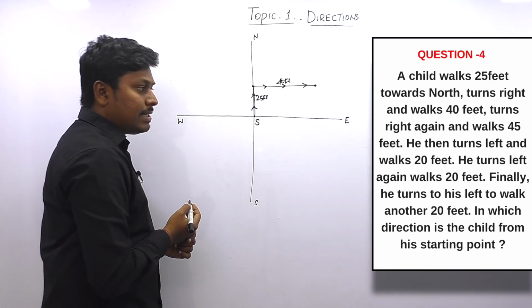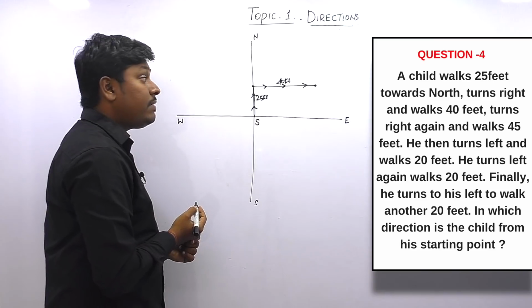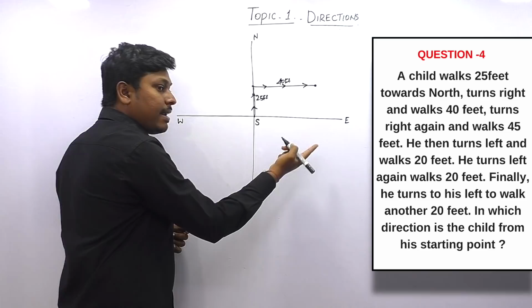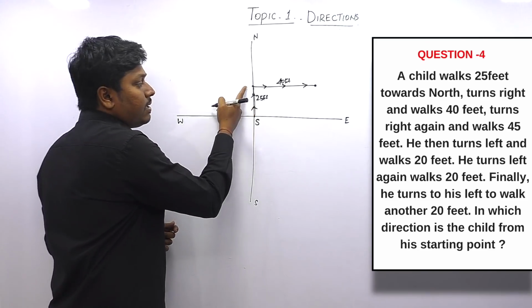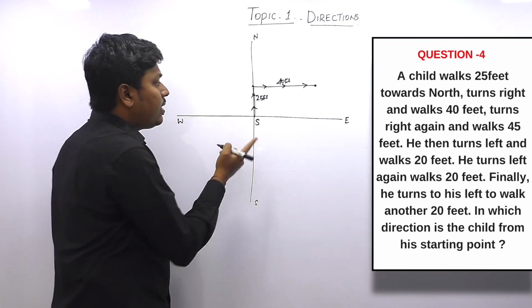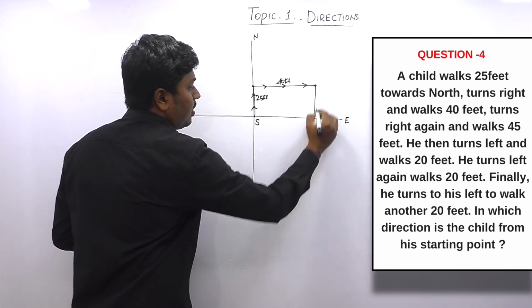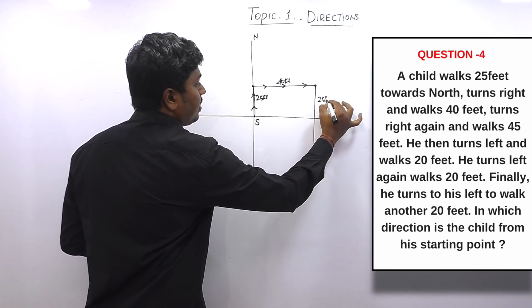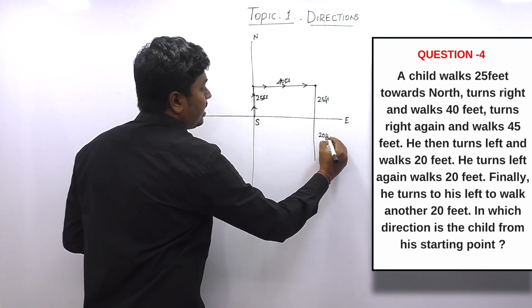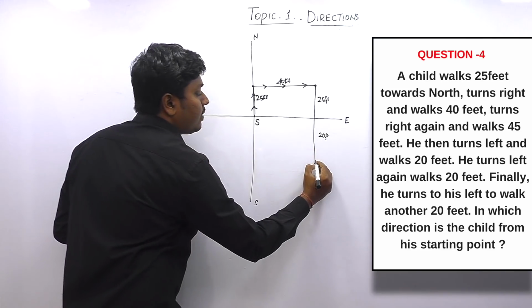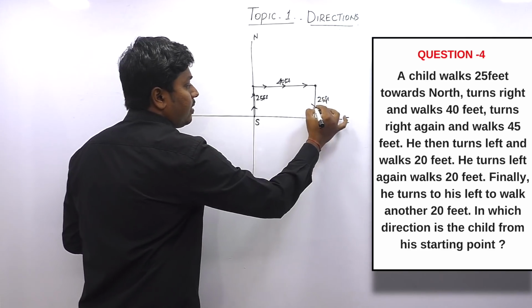Next point, turns right again and walks 45 feet. So listen here, from this point, the child is taking right and walking 45 feet. And we already know that this is 25. So 45 will be around, this will be 25 feet and this will be 20 feet. Only then we can say from this point, the child takes a right turn and walks 45 feet. So the total distance will be 45.